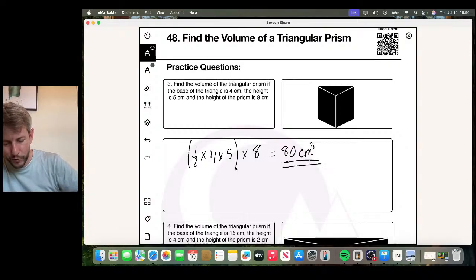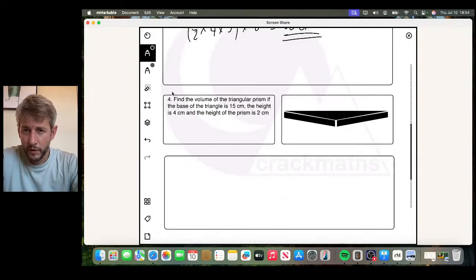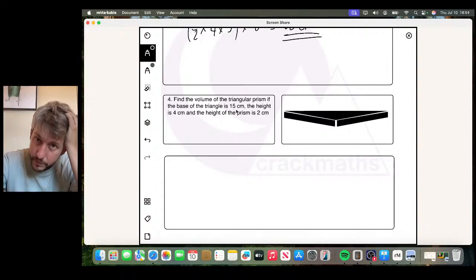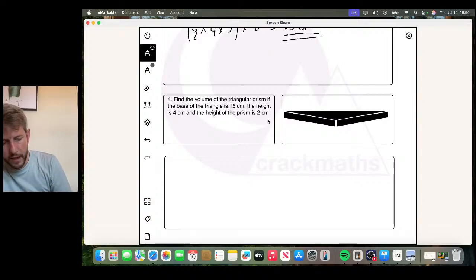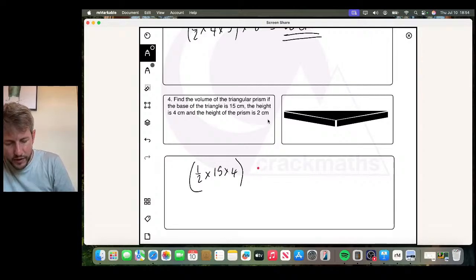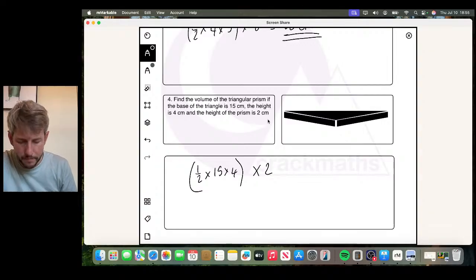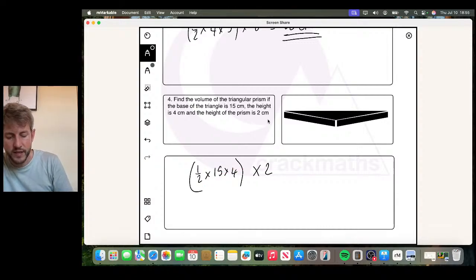Okay, question 4. Find the volume of the triangular prism if the base of the triangle is 15 centimeters, the height is 4 centimeters, and the height of the prism is 2 centimeters. Okay, so here we go. So half times 15 times 4 for the area of the triangle, and then times 2 to get the volume of the prism. So I'm going to do a half of 4 actually. A half of 4 is 2. 2 times 15 is 30. 30 times 2 equals 60 centimetres cubed. Okay.